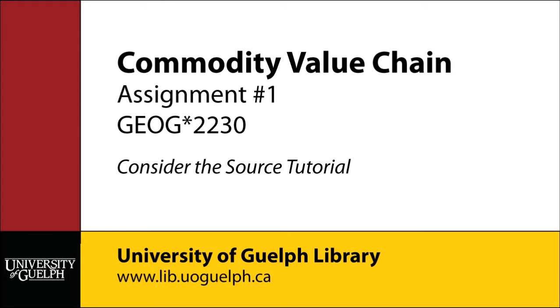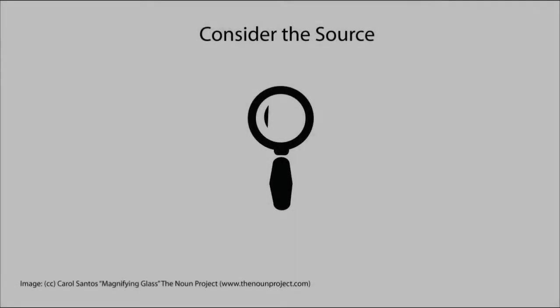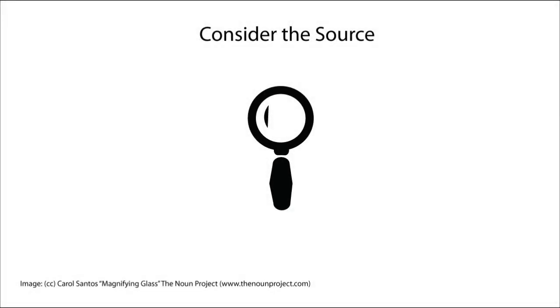This is a short tutorial to help you with evaluating sources for your commodity value chain assignment in Geography 2230. Let's jump right in. As you conduct your research, it is always important to consider the source of your information. There are a number of reasons for this.